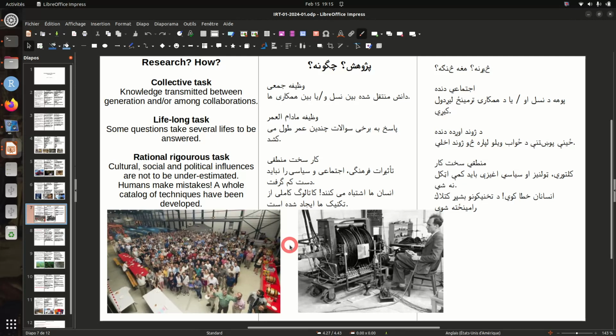So now that we agree we need research, how is that done? The first obvious answer is that it's done together. Forget the cliche of the scientist working alone, making a great discovery. This has barely happened in the past. If it ever happened once, it's a collective task. It's always a collective task.